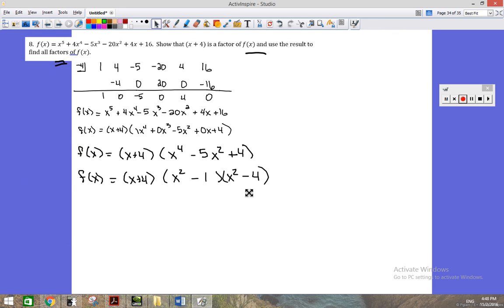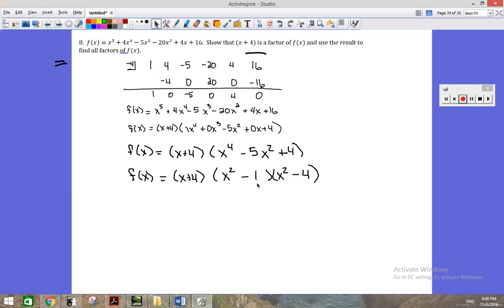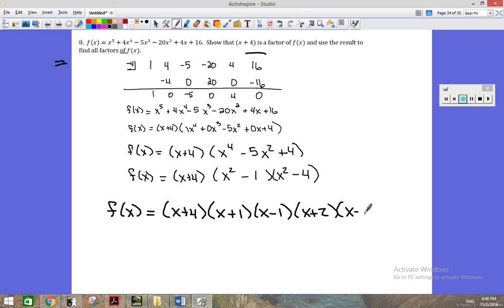So it's kind of nice that it wasn't x squared minus 2 times x squared minus 2, because this is easier to factor. I've got x plus 4, x plus 1, x minus 1, x plus 2, x minus 2.